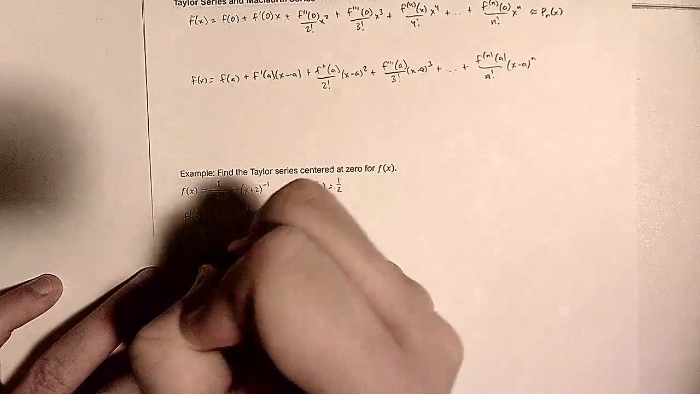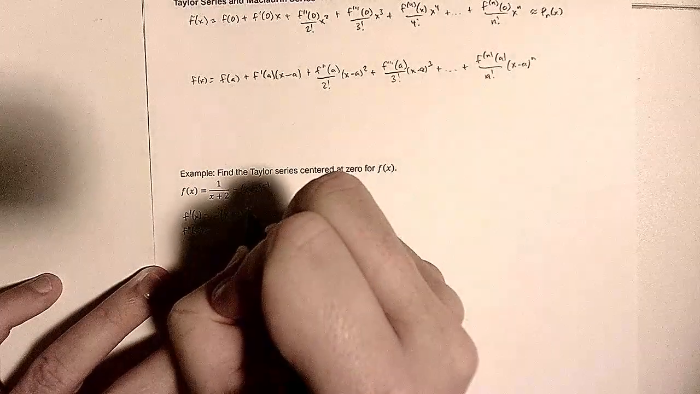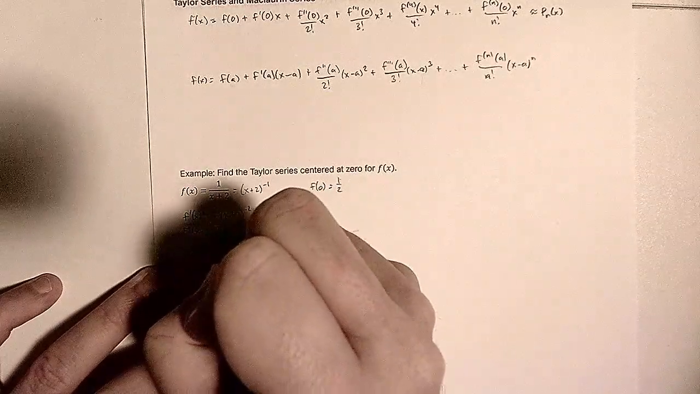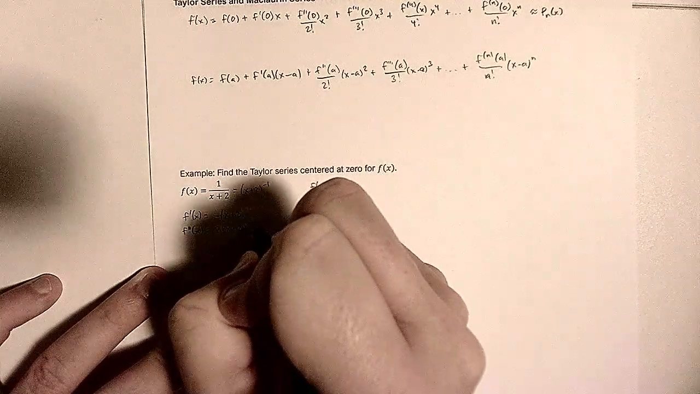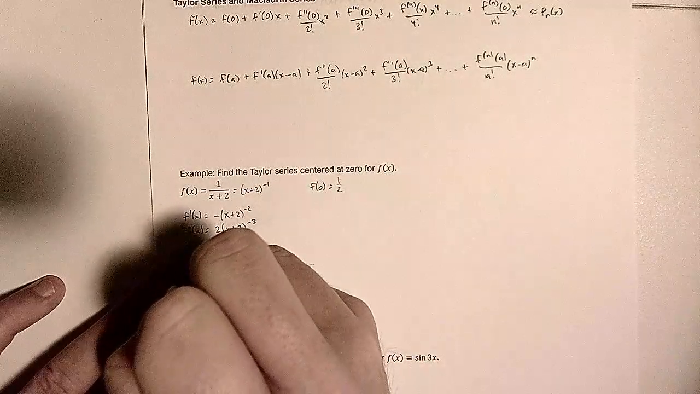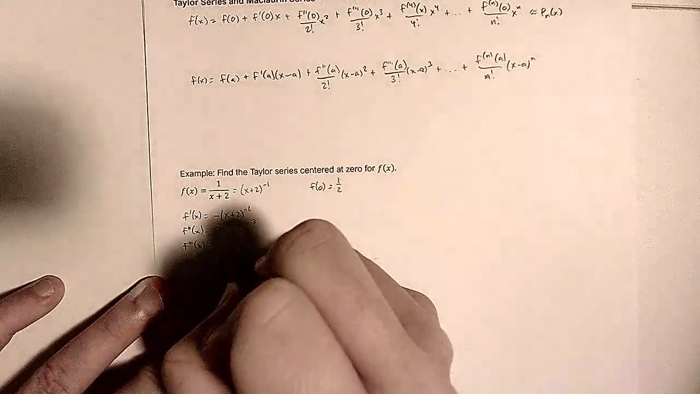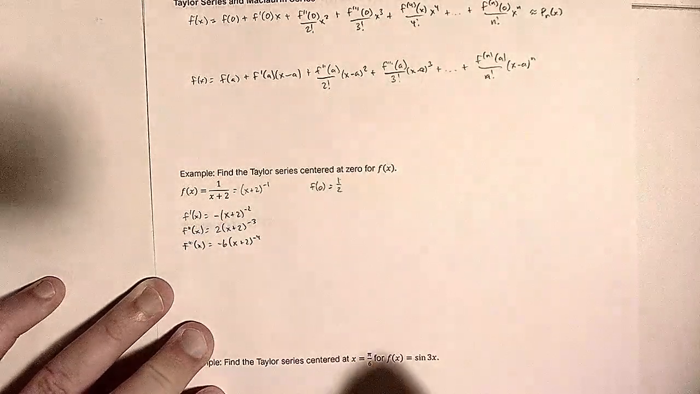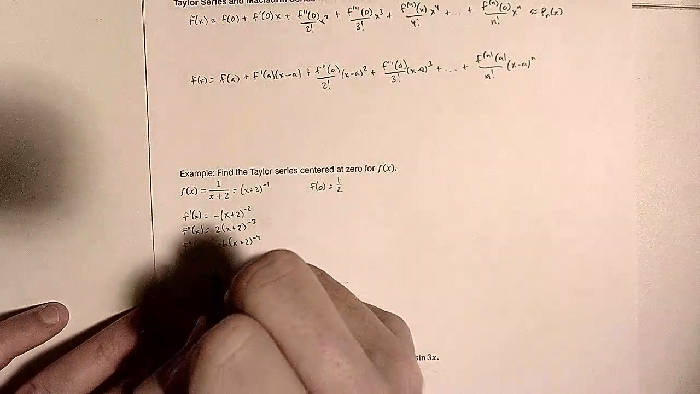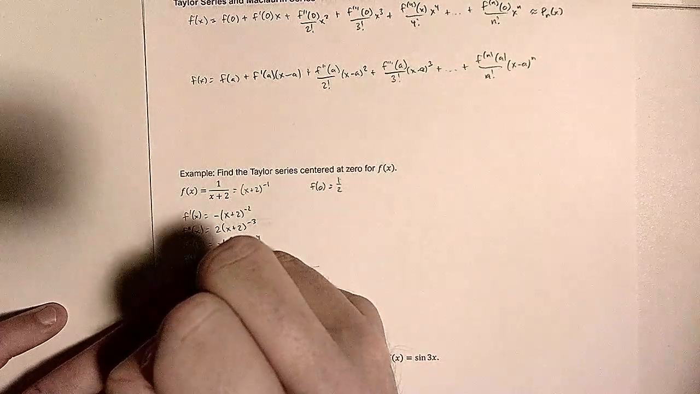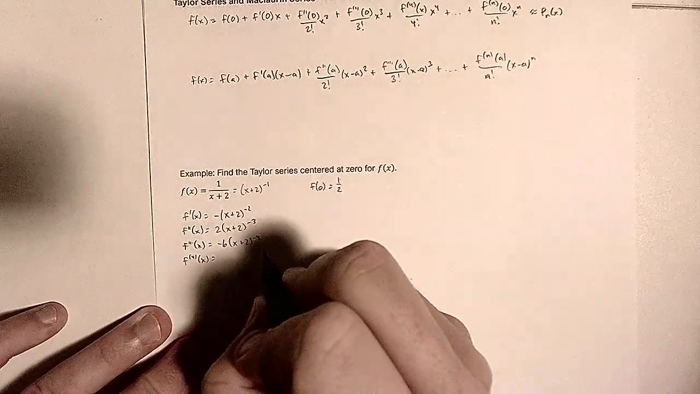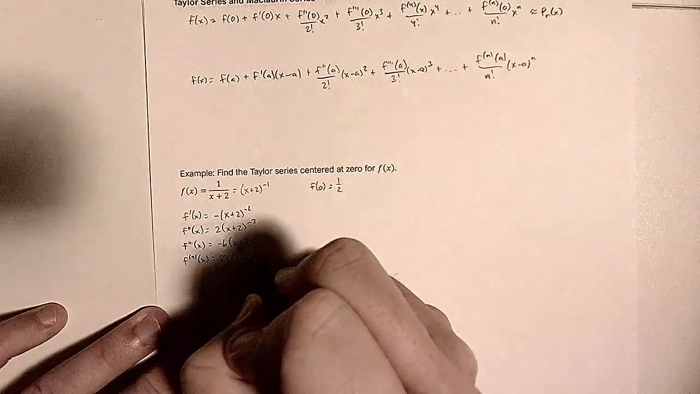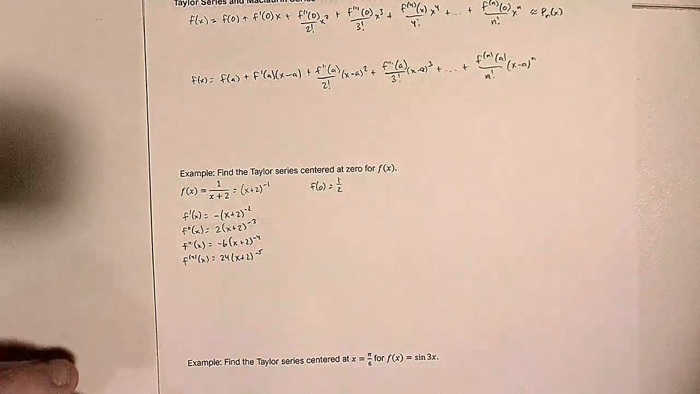And we just continue this pattern. Negative 2 comes down to the negative 1. That gives us 2 times x plus 2 to the negative 3 power. And so on. We get negative 6 times x plus 2 to the negative 4th power. And let's do one more. We're going to go to the fourth derivative for this. So negative 6 times negative 4 is 24, x plus 2 to the negative 5th.